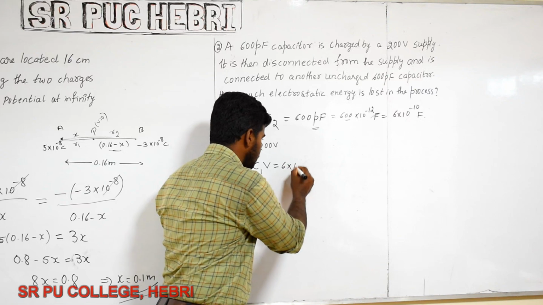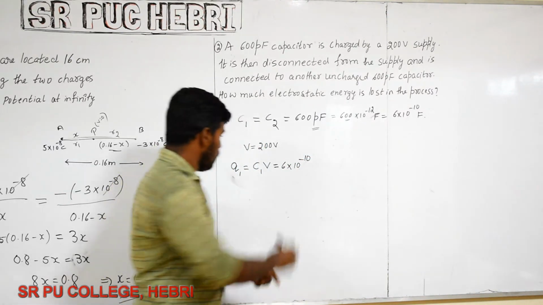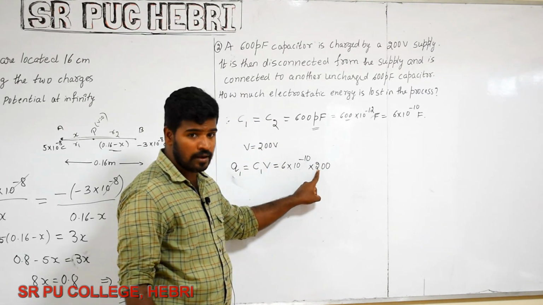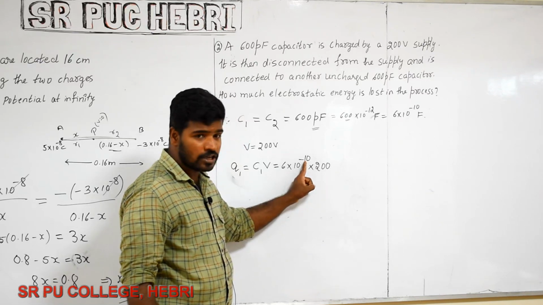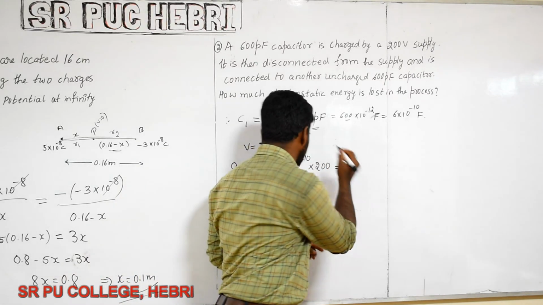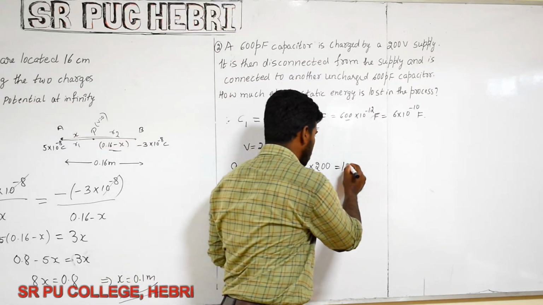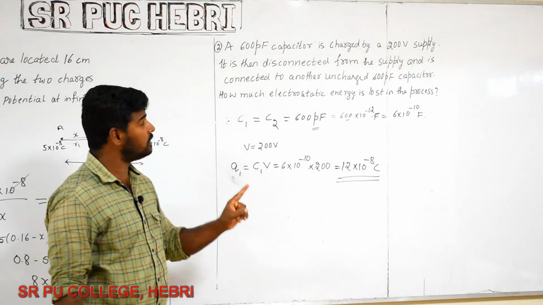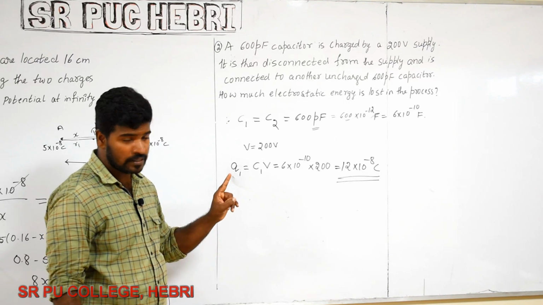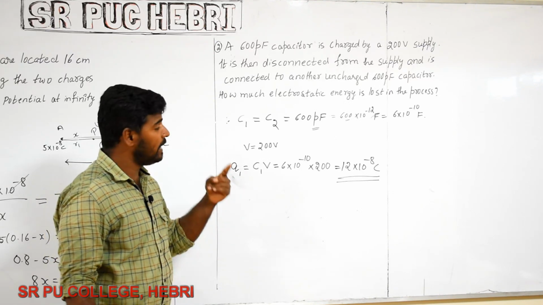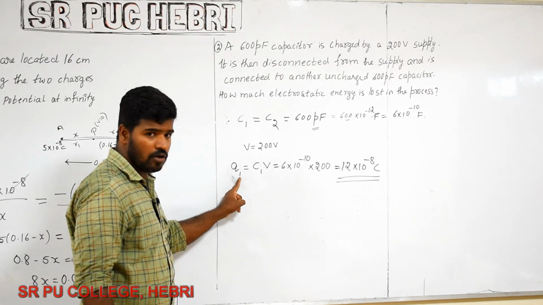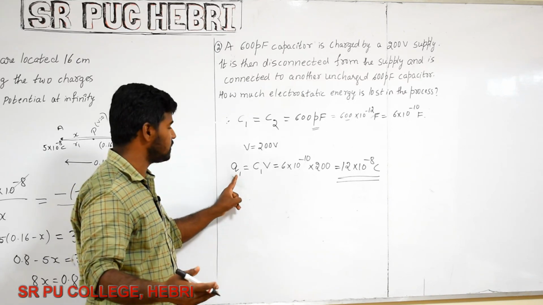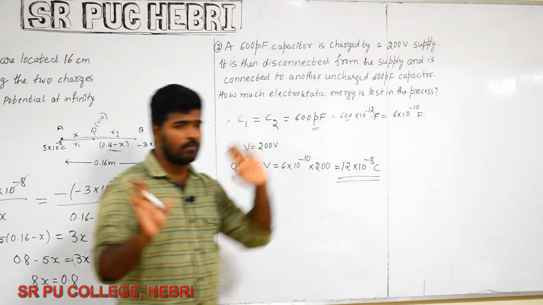Now substitute the values of C1. What is the value of C1? 6 into 10 raised to the power minus 10, into the potential, which will be 200. Therefore 6 into 2 is 12. Here there are 2 zeros, so 10 raised to the power minus 10 plus 2. Therefore the answer will be 12 into 10 raised to the power minus 8. The charge unit will be coulomb, which means the capacitance of capacitor C1, that is 600 picofarad, begins to charge, and that charge will be Q1. What is that value equal to? Q1 is equal to 12 into 10 raised to the power minus 8 coulomb.